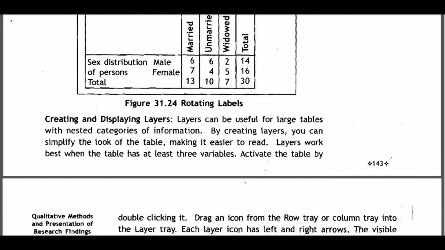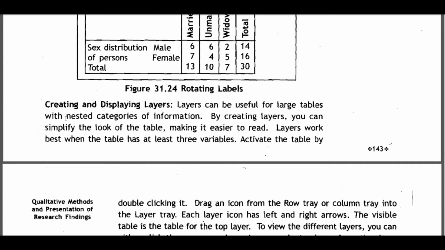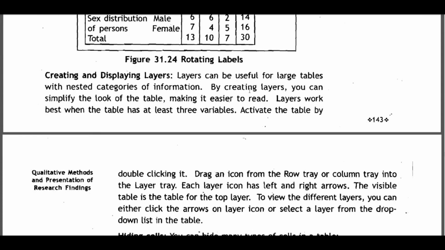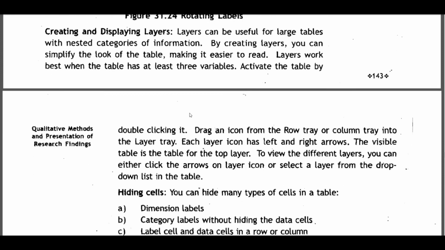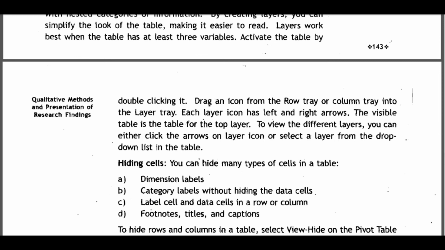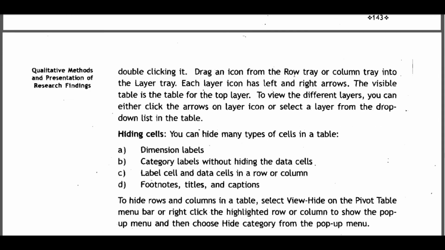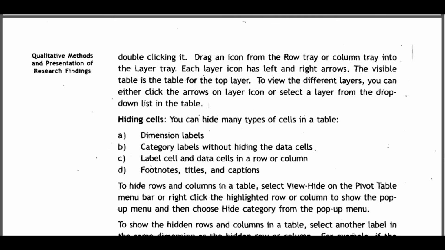Creating and displaying layers. Layers can be useful for large tables with nested categories of information. By creating layers, you can simplify the look of the table, making it easier to read. Layers work best when the table has at least 3 variables. Activate the table by double clicking it, and drag an icon from the row tray or column tray into the layer tray. Each layer icon has left and right arrows. The visible table is the table for the top layer. To view the different layers, you can either click the arrows on the layer icon or select a layer from the drop down list in the table.